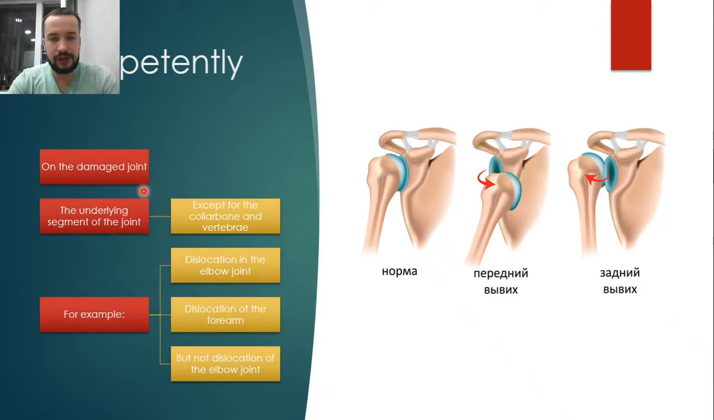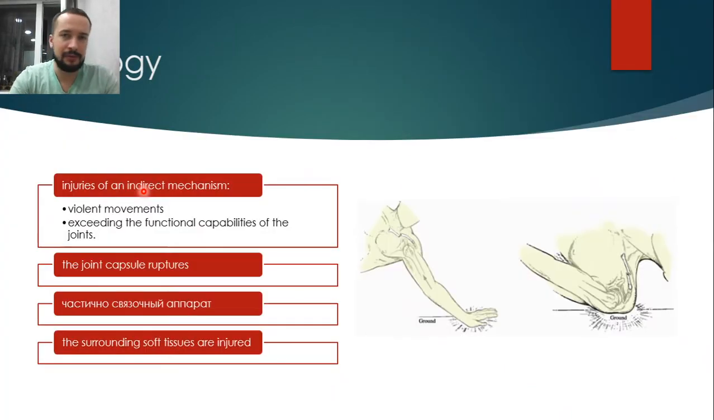For example, dislocation in the elbow joint or dislocation of the forearm, but not dislocation of the elbow joint. I repeat, dislocation in the elbow joint, and never dislocation of the elbow joint. But maybe it's just in Russian. Really, I don't know about English.